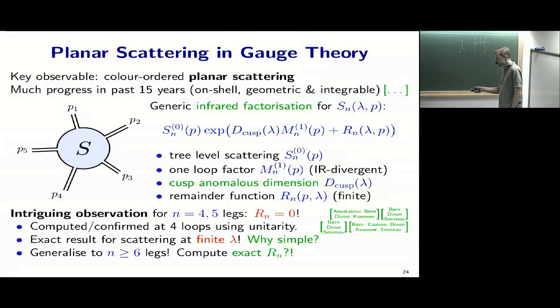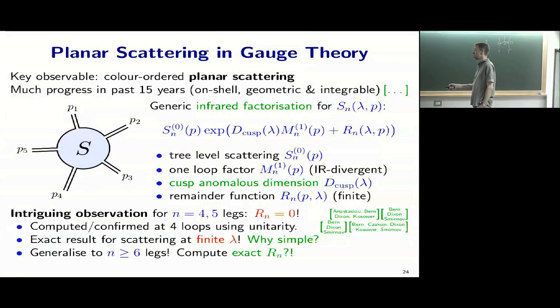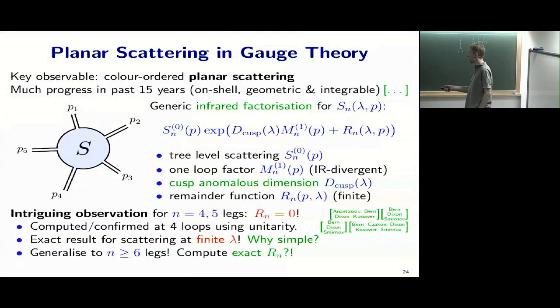This result has actually been found through four loops using unitarity techniques. And if it's true, it would give you an exact result for a scattering amplitude for 4 and 5 particles at finite lambda, because everything is then known, supposing you know the cusp anomalous dimension, which we do. And if that's so, why would it be simple? Is there some symmetry that predicts that? So can we perhaps compute this exact function for even 6 or more legs? That would be great.